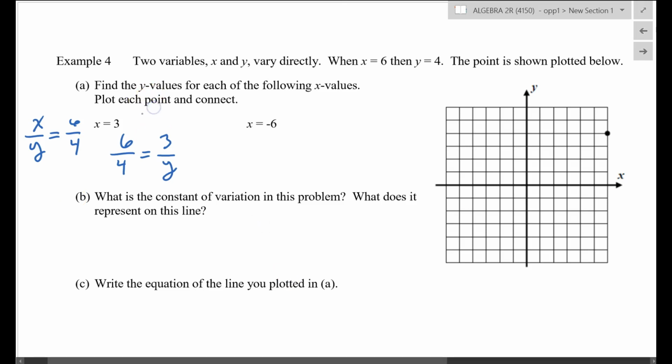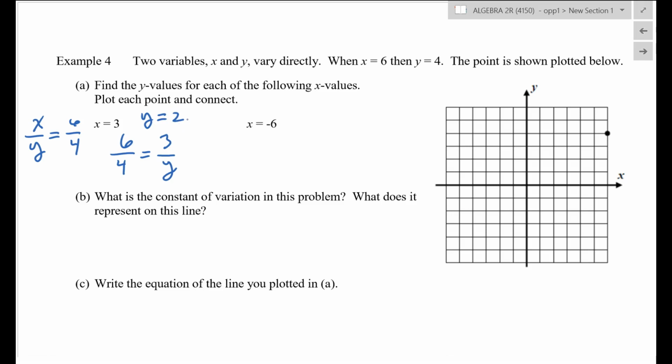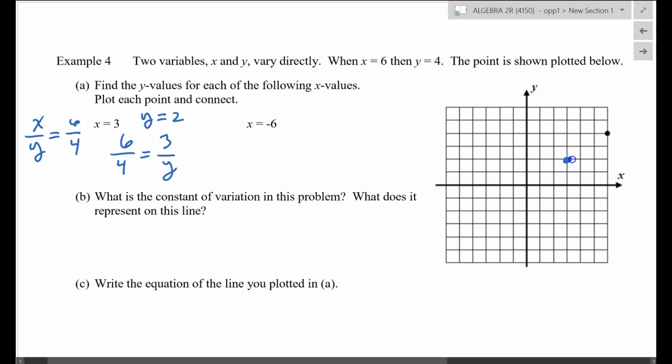All right, so we get y equals 2. I'm going to plot that point. If I plotted that point, it would be 3 comma 2. 3 comma 2 puts me right here.